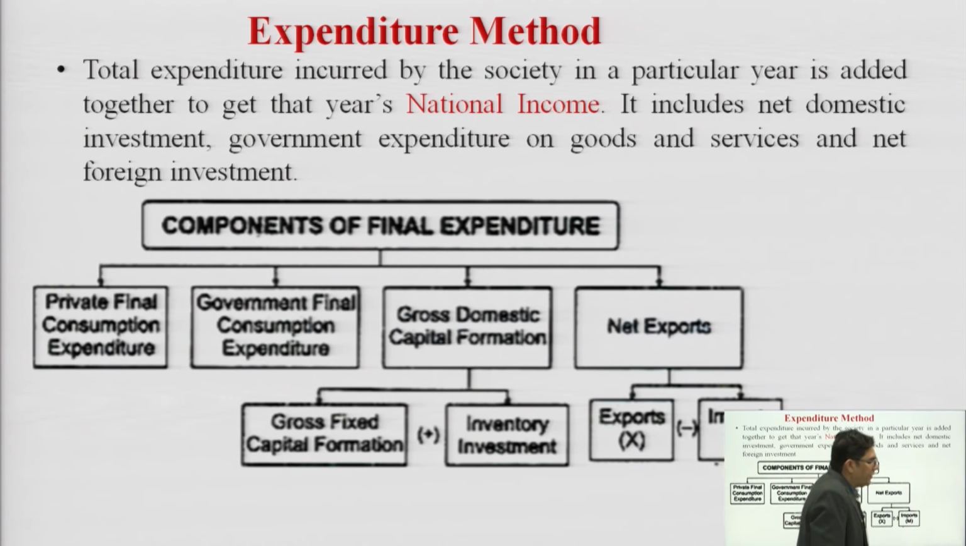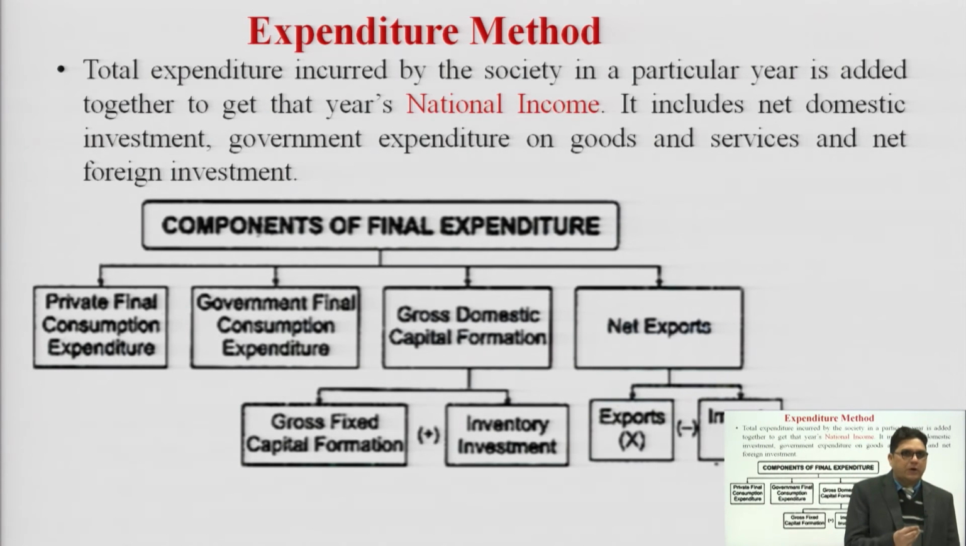So, the first component of the expenditure method is private final consumption expenditure. It is the expenditure that is made on our final consumption for individual purposes or individual items. Next, it is the government final consumption expenditure. Government has to make a lot of expenditure on infrastructure, on roads, dams, bridges for the public. So, various expenditure made by the government of India on infrastructure is government final consumption expenditure.